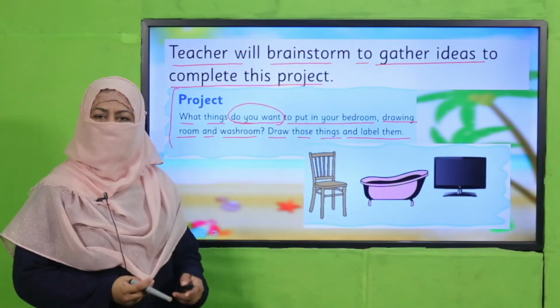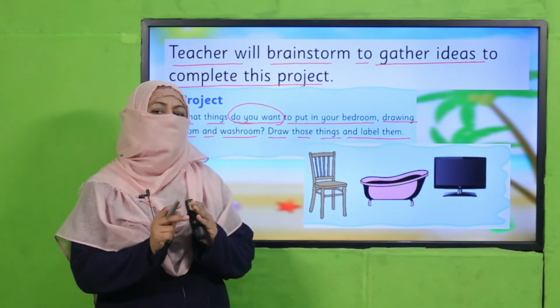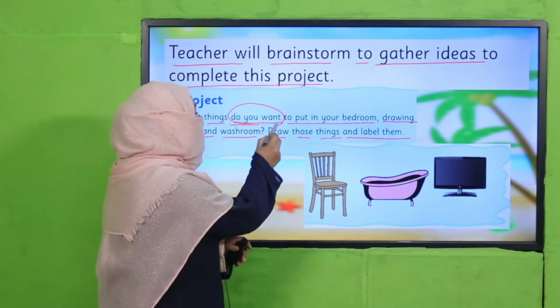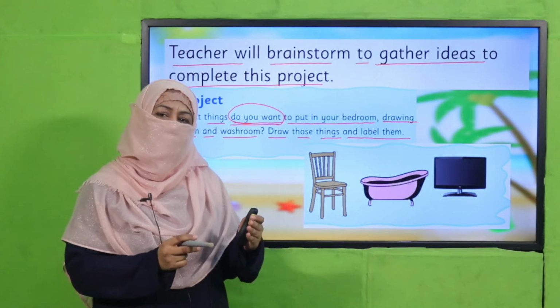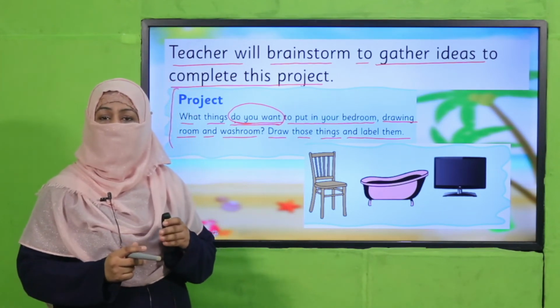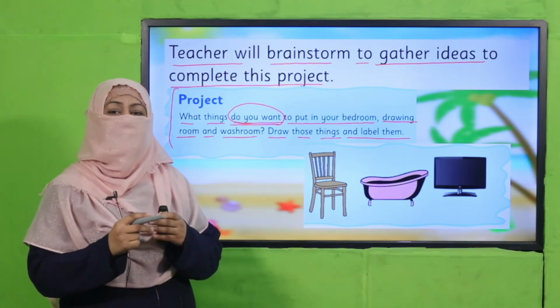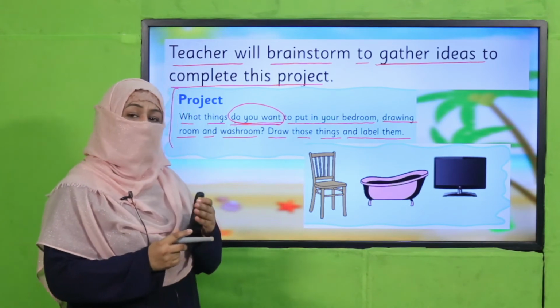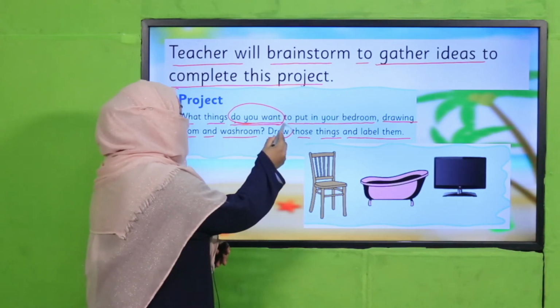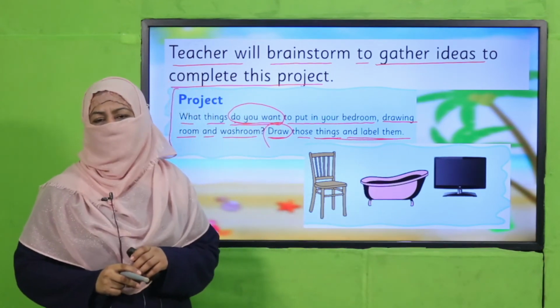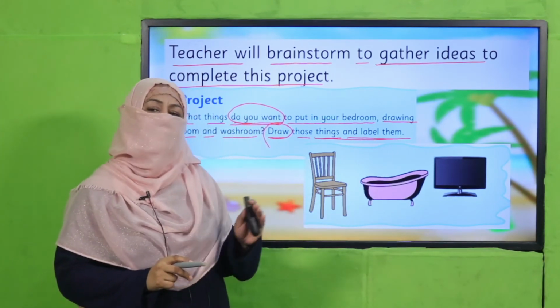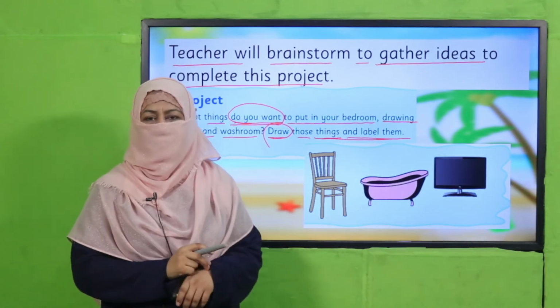So teachers, what we are supposed to do first, you will discuss with the students. It's not what do you have, it's what do you want? Maybe there are a few things they already have in their bedrooms, but there are a few which they want to add. So let's discuss with them. Let's make the students make a list, and after that they will draw these things and label them. This is how they are going to complete this project. So pause the video, complete this project with students, and then come back.